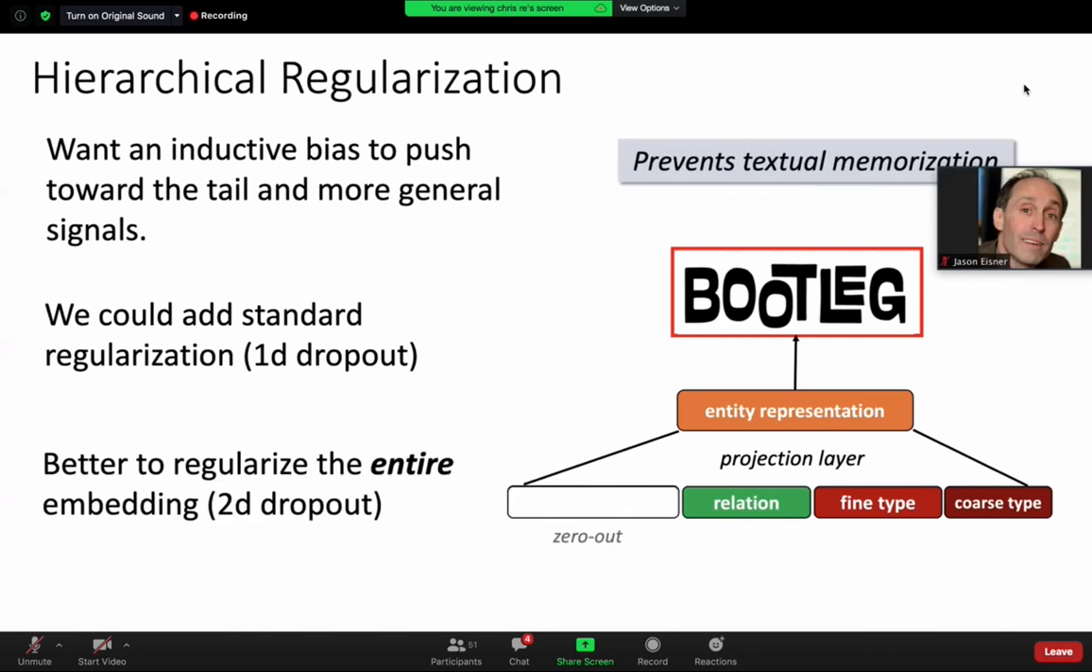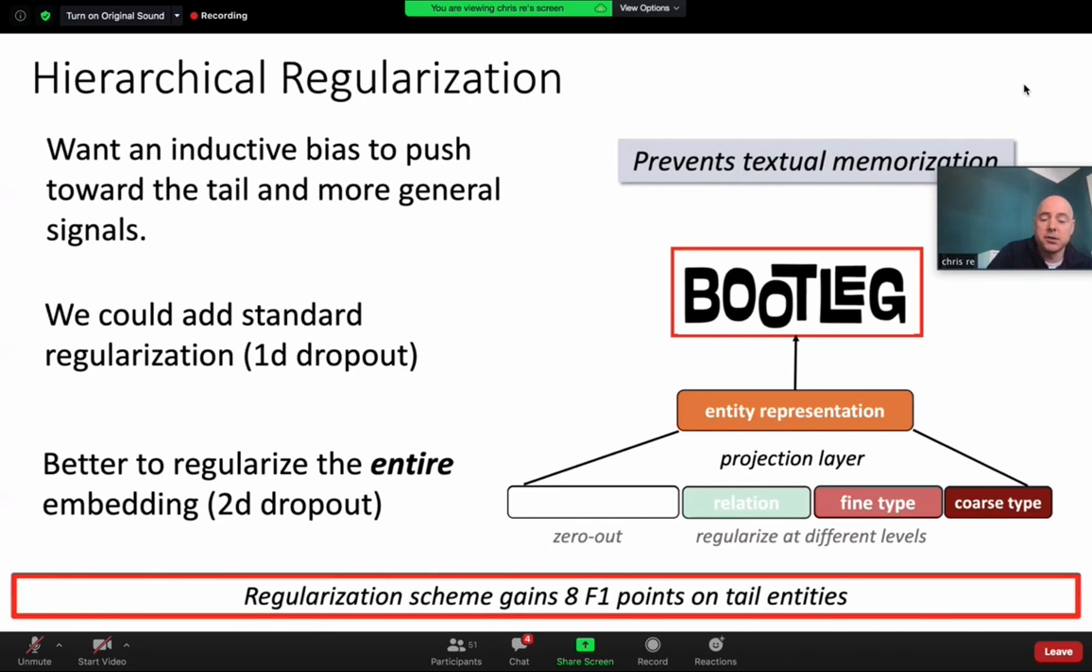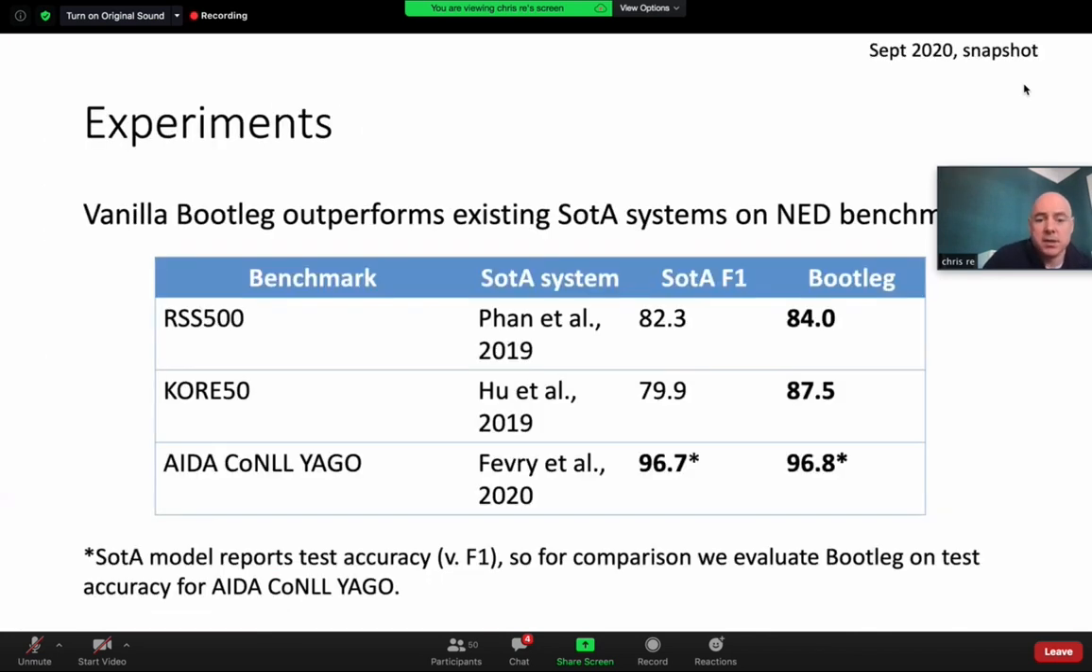Conceptually, a better approach is to drop out the vector entirely and force you to predict without any reference to the entity, any of its idiosyncratic features, and just use the higher levels. And so we do this kind of 2D style dropout at each side. This is kind of a trick borrowed from our vision friends as well. This seems to be a pretty good trick. Gives you about 8 points of F1 on these kinds of benchmarks. All right, cool. So now to some experiments, just to say it works. This thing may seem extremely simple.